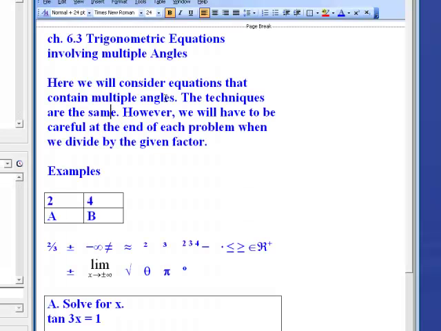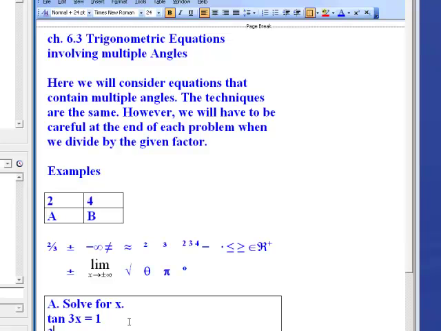Welcome to this lecture on trigonometric equations involving multiple angles. There are no new concepts here. We'll just apply what we have learned before, and what's put on top of that is that we have, for example, 3x or 3 theta or 4 theta, something like that. Just going to do a couple of examples for this lecture.